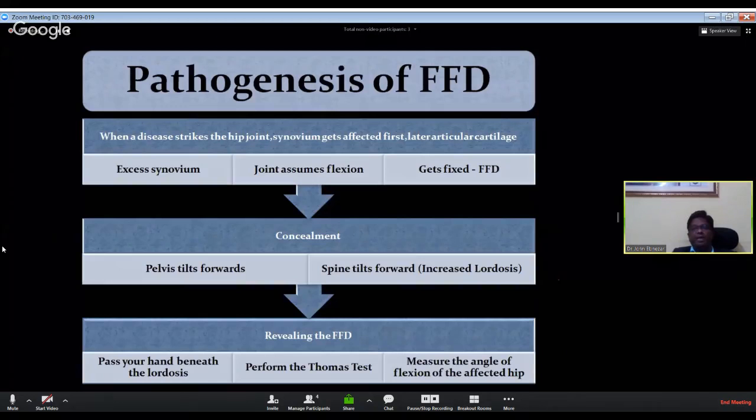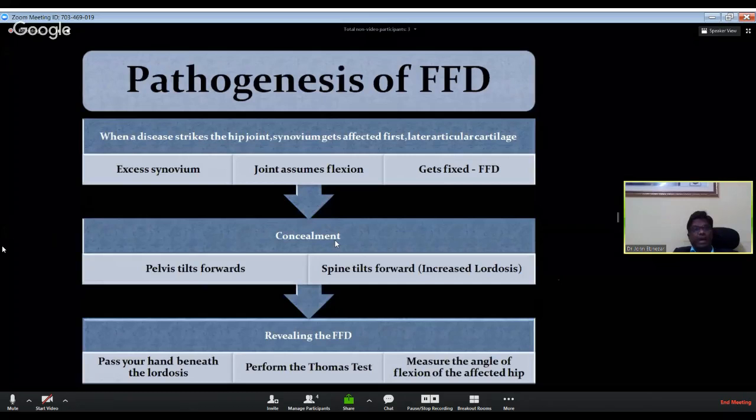Pathogenesis of FFD. How does this fixed flexion deformity arise? When the disease strikes the hip joint, the synovium gets affected first, later the articular cartilage gets affected. This excess synovium makes the joint assume the position of flexion. When that gets fixed, it becomes fixed flexion deformity. This is how it starts.